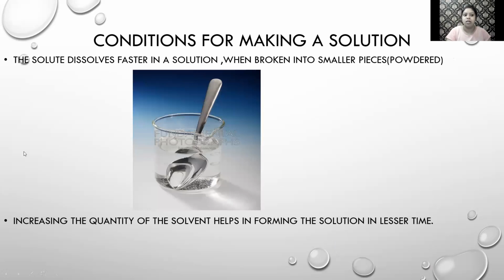Okay, moving on. The solute dissolves faster in a solution when broken into smaller pieces. So you can see the picture here. When it's in powdered form and you put it into the solvent, what happens? It dissolves on its own and it doesn't need to be stirred. Okay, now the last point says, increasing the quantity of the solvent helps in forming the solution in lesser time.